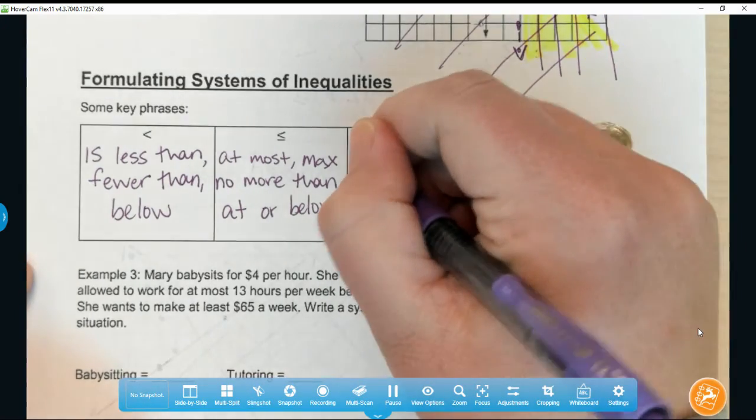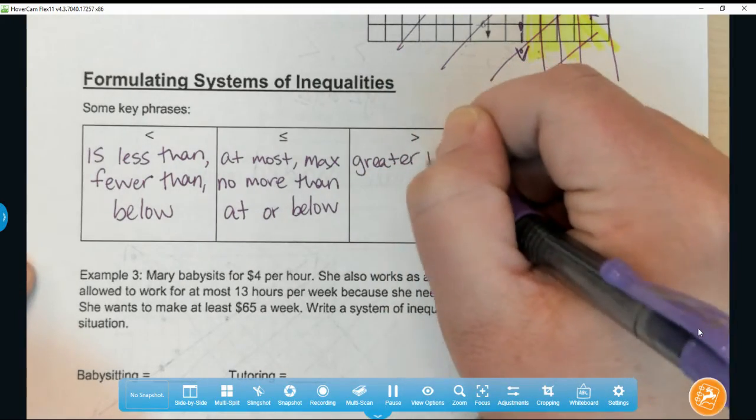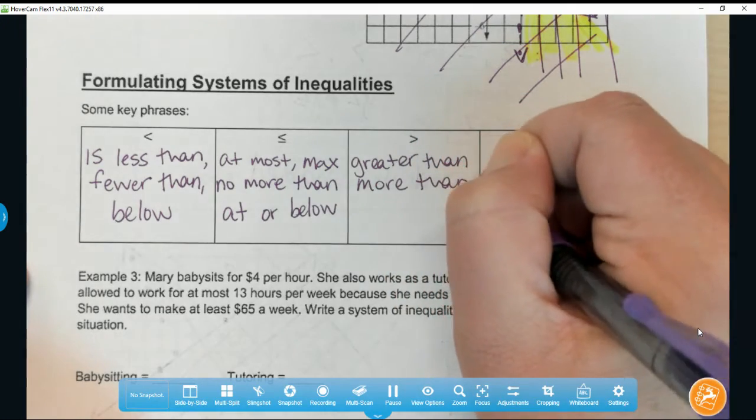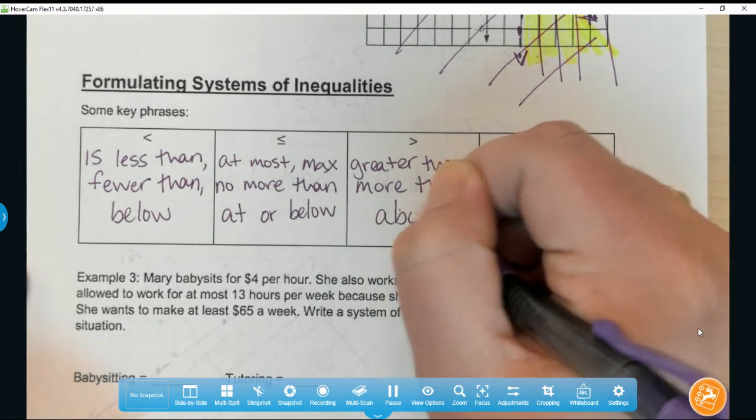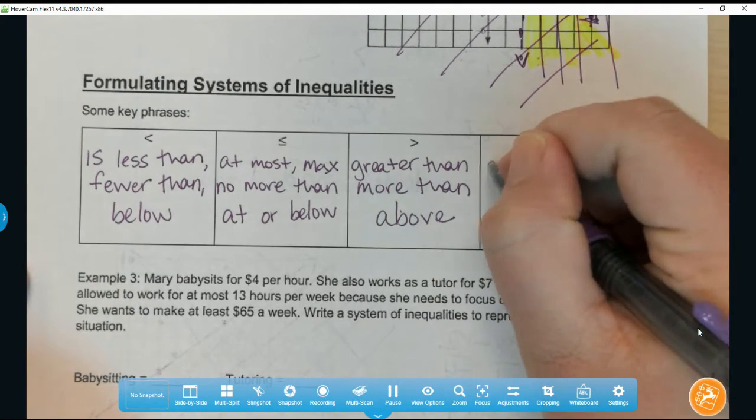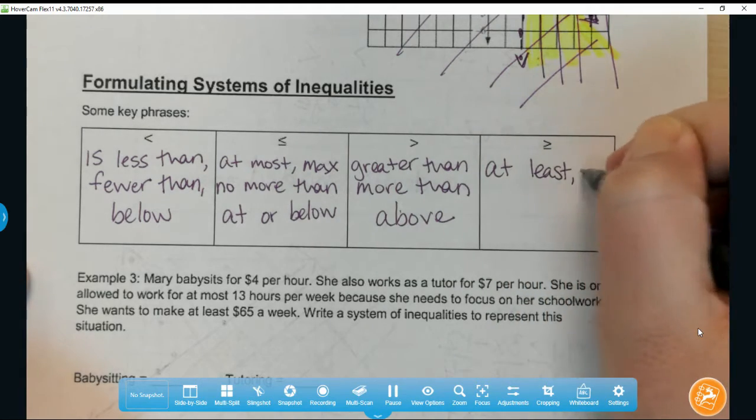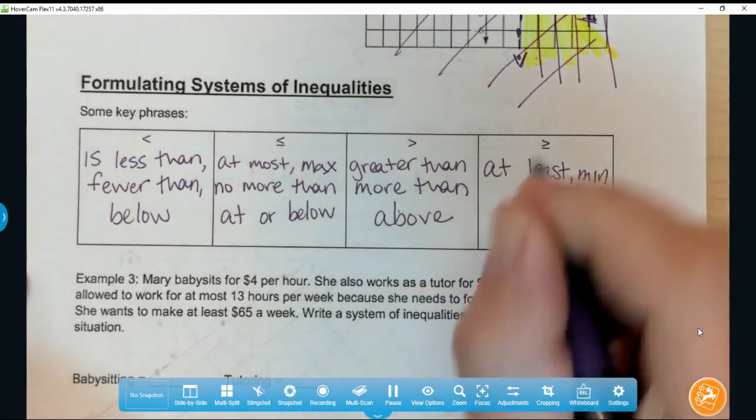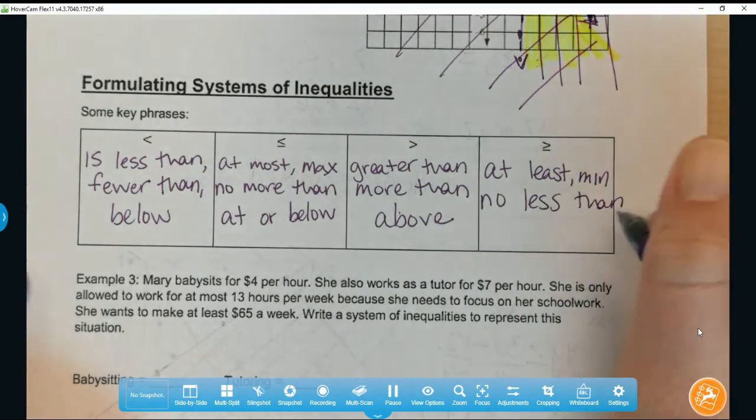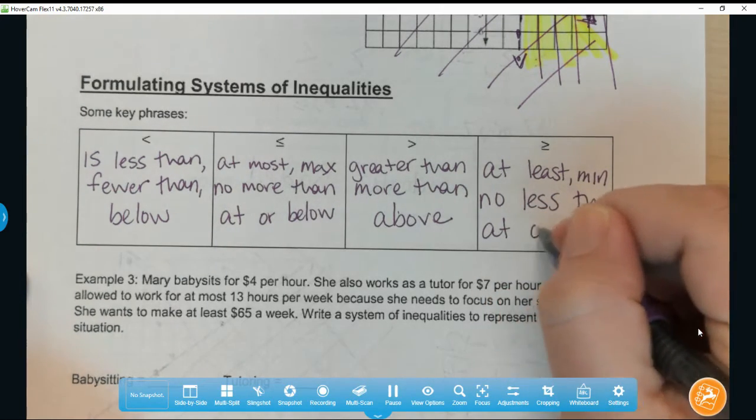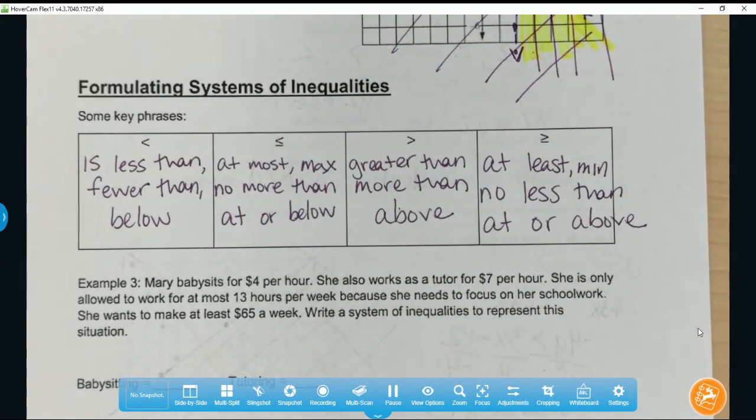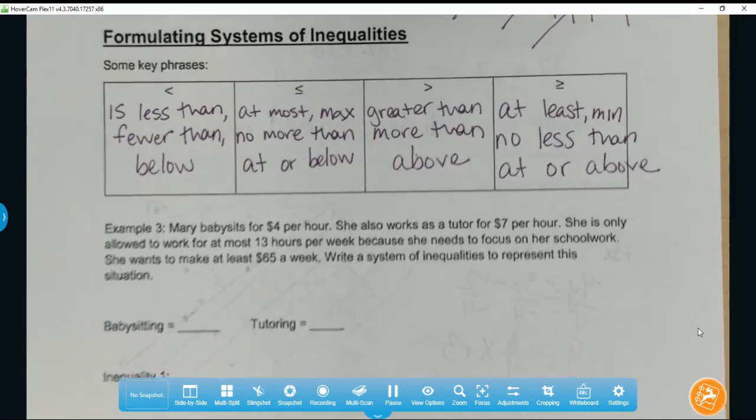For the greater than sign, you might see exactly that. Greater than. Maybe you see more than. Maybe you see just above, keeping it simple. Greater than or equal to, at least or minimum, no less than, at or above. Those are the kind of phrases you're going to look out for whenever you are writing those inequalities.